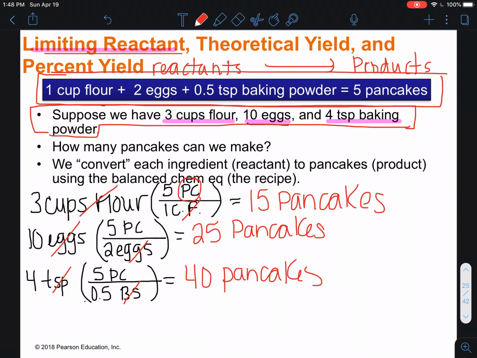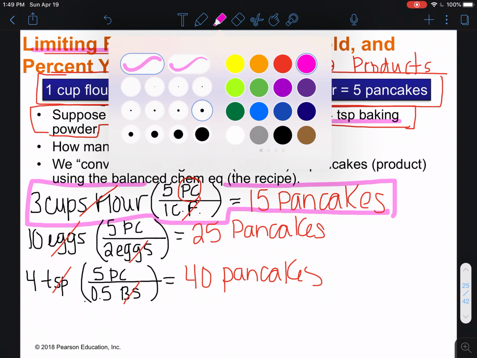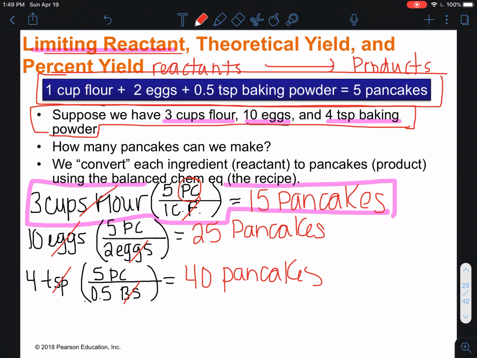So here I took what we started off with, which was 3 cups of flour. I converted it to pancakes, 15. And basically, long story short, what you're going to do is evaluate each reactant and see which reactant is the one that's going to make the least amount of pancakes. And in this case, that is the flour, right? Because the flour makes 15 pancakes, while 10 eggs will make 25, and 4 teaspoons of baking soda will make 40 pancakes, okay? So since in this situation, 3 cups of flour will only make 15 pancakes.